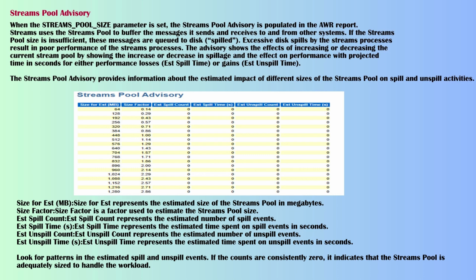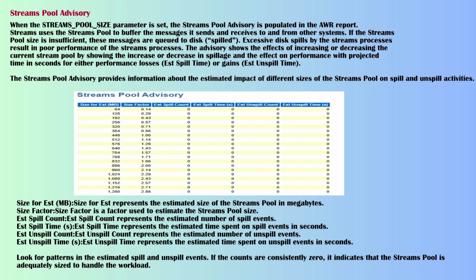The advisory shows the effects of increasing or decreasing the current Streams pool by showing the increase or decrease in spillage and the effect on performance, with projected time in seconds for either performance losses, est spill time, or gains, est unspill time. The Streams Pool Advisory provides information about the estimated impact of different sizes of the Streams Pool on spill and unspill activities. Size for est, MB represents the estimated size of the Streams Pool in megabytes. Size factor is a factor used to estimate the Streams Pool size.